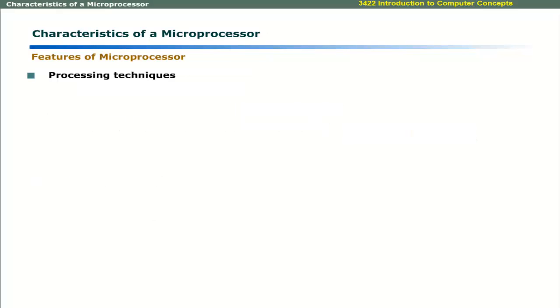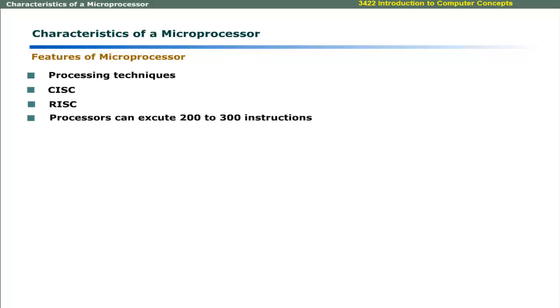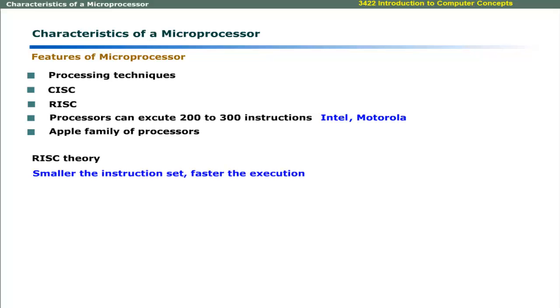Two processing techniques greatly affect the speed of processor. These are CISC and RISC. CISC-based processors can execute 200 to 300 instructions. Intel and Motorola processors are CISC-based. Apple family of processors are RISC-based. The RISC theory states that if the instruction set is kept small, each instruction will execute in less time.